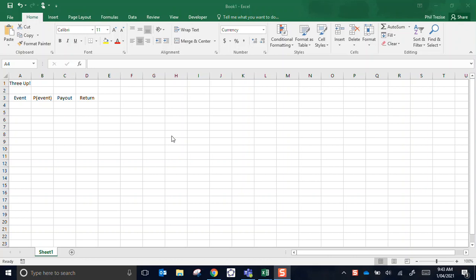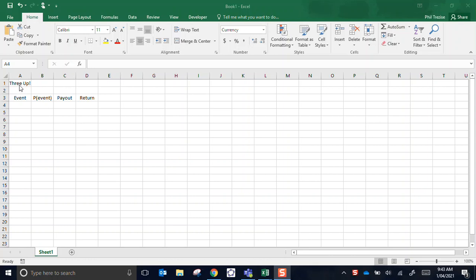Hi everyone, this is a quick video lesson on how we can use a spreadsheet to simulate some probability type experiments. In particular, we're going to be looking at a new game that I've invented called 3-Up. It's like 2-Up, but instead of throwing 2 coins in the air, you throw 3 coins in the air.